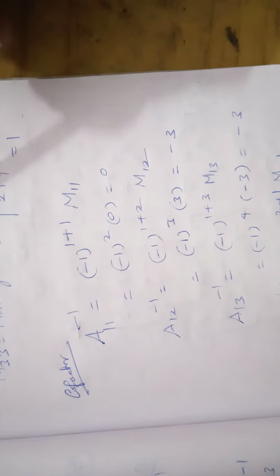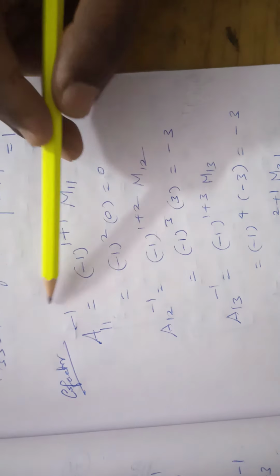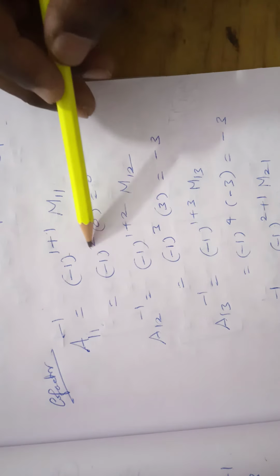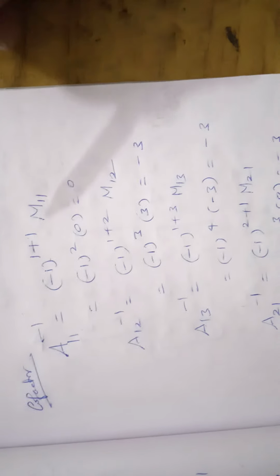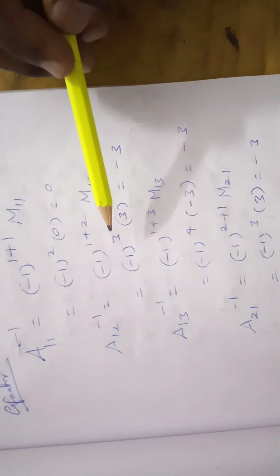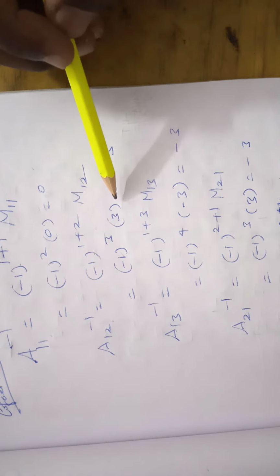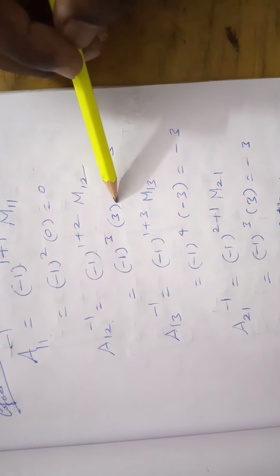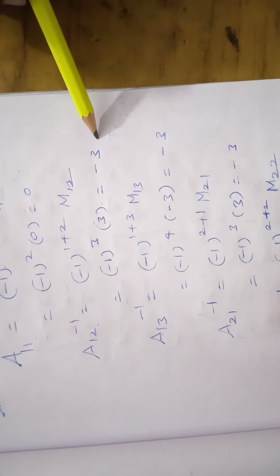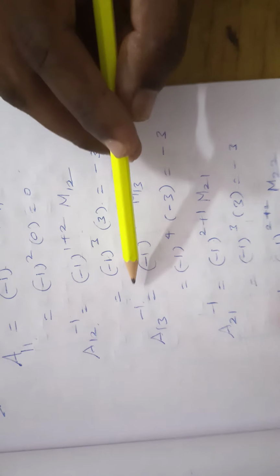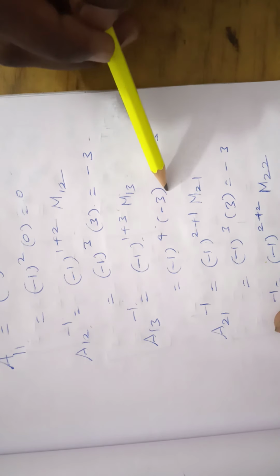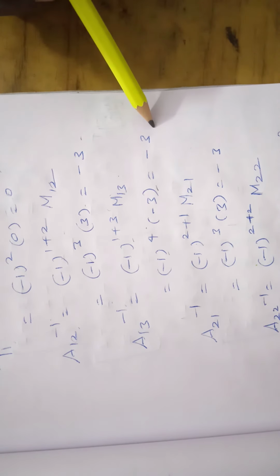Next we have to calculate the cofactor of this matrix. A11 inverse equals minus 1 power 1 plus 1 into M11, which is minus 1 whole square into 0; 0 into anything is 0. Second, A12 inverse equals minus 1 power 1 plus 2 into M12, so minus 1 whole cube into 3 is minus 3. A13 inverse equals minus 1 power 1 plus 3 into M13, minus 1 power 4 into minus 3 equals minus 3.